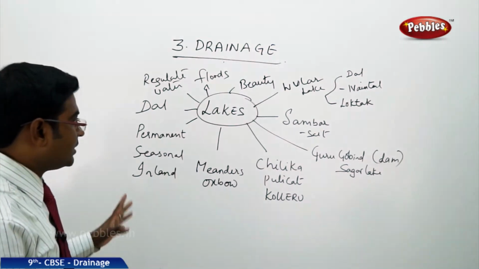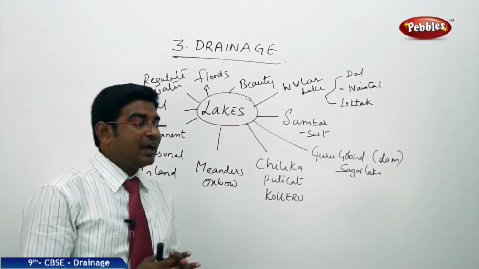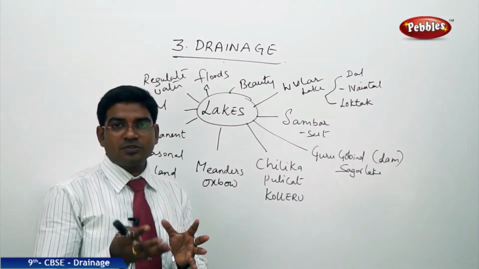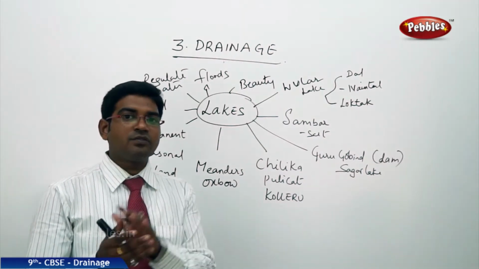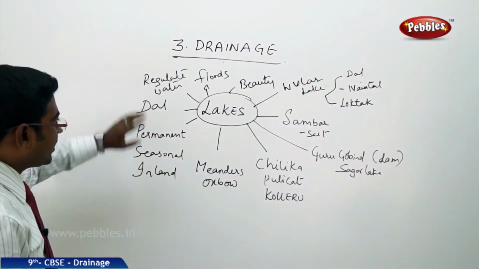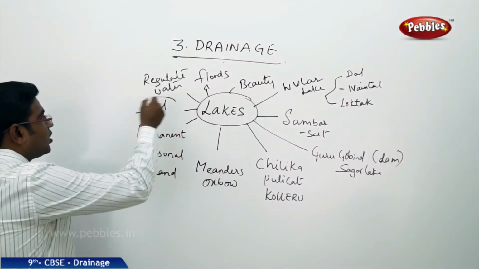Now, let us learn about a lake. A lake is generally created because of the basic landforms, as I mentioned earlier, the movement of the rivers and all these things. Now, let us start from here. When we talk about a lake, we just remember a word called Dal.